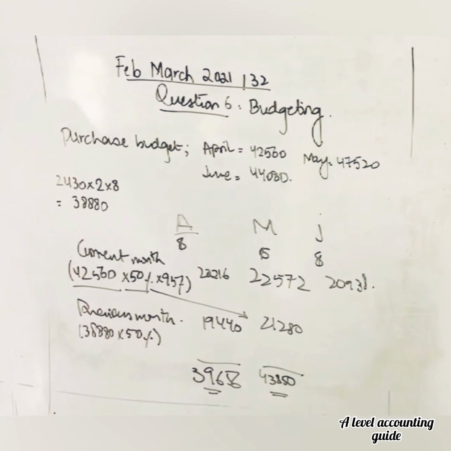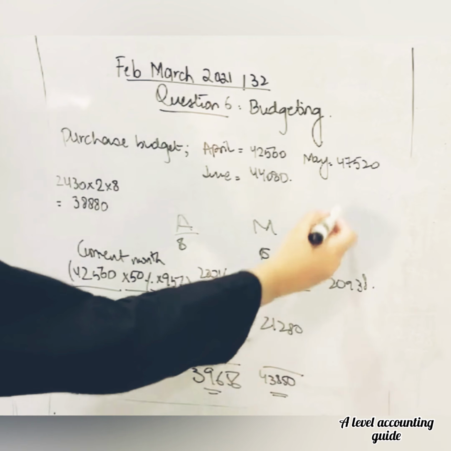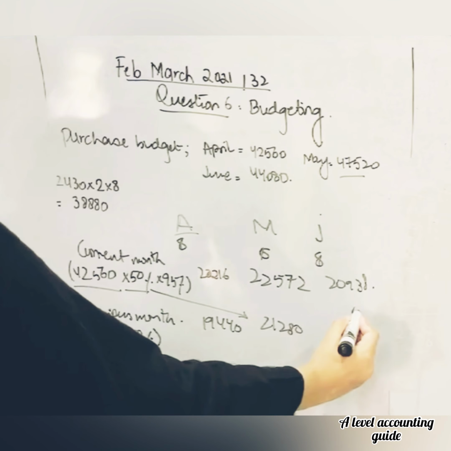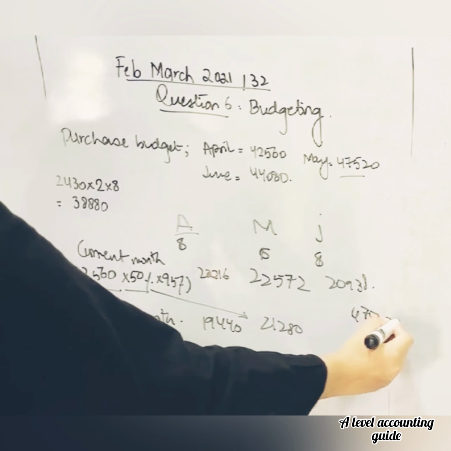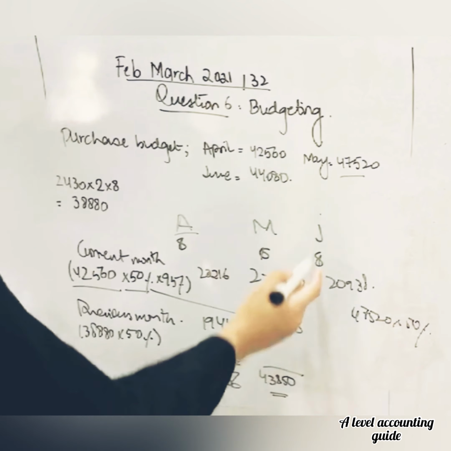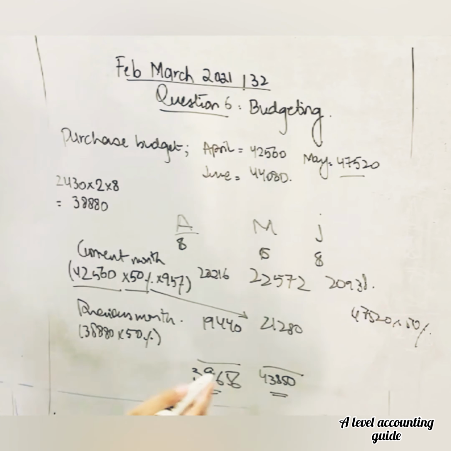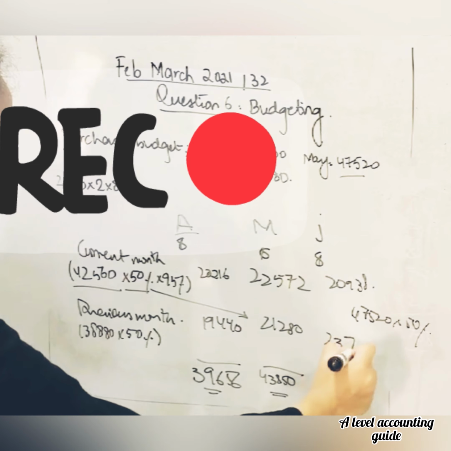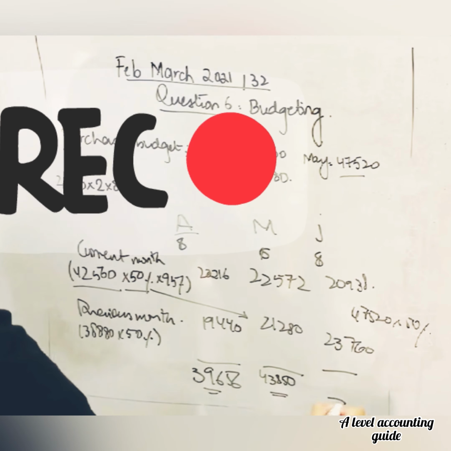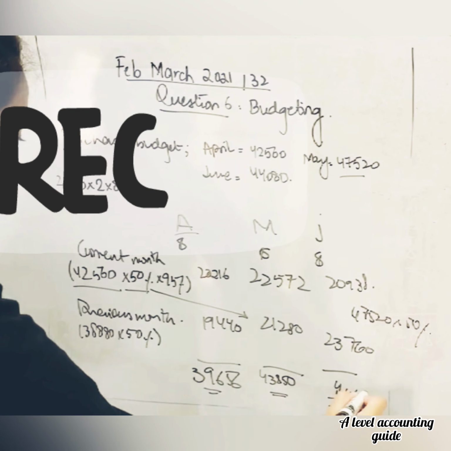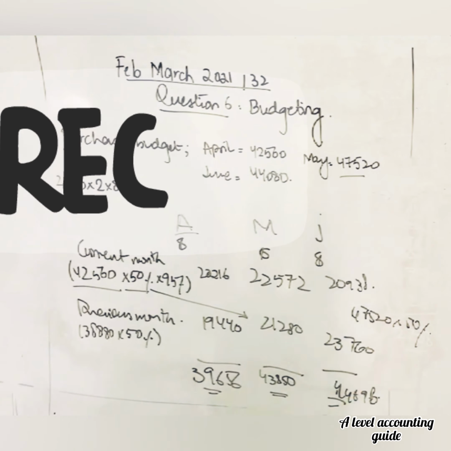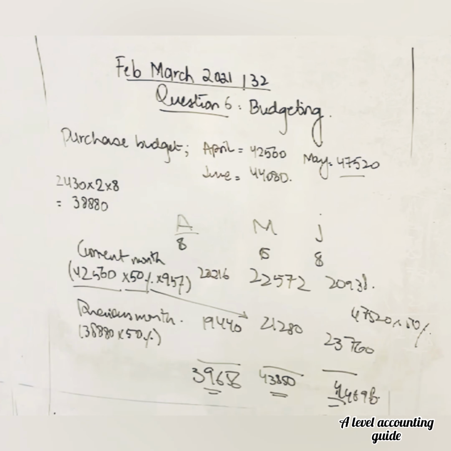For June, you need to see the 50% of the previous month. For instance, for June, you will be taking 47520 into 50%, which is going to give you the value for June as 23760. And the total will be 44698. That is how you were supposed to calculate the payments to be made in each of the months.